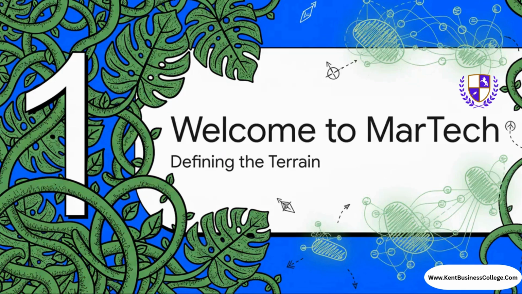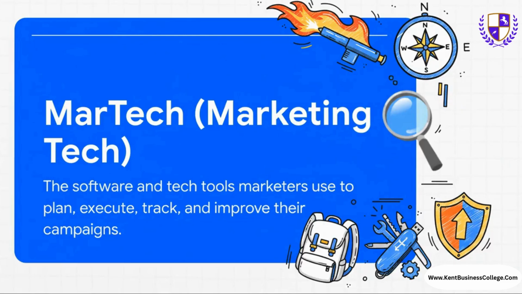Okay, first things first. Before we start hacking through the undergrowth with a machete, we really need to understand what this jungle actually is. I mean, what on earth is everyone talking about when they say martech? Let's break it right down. At its core, martech is just the collection of all the software and all the tools we marketers use to plan, execute, and, well, track and improve our campaigns. Honestly, the best way to think of it is as your survival gear. It's the whole kit that makes modern marketing not just possible, but hopefully a whole lot more efficient.